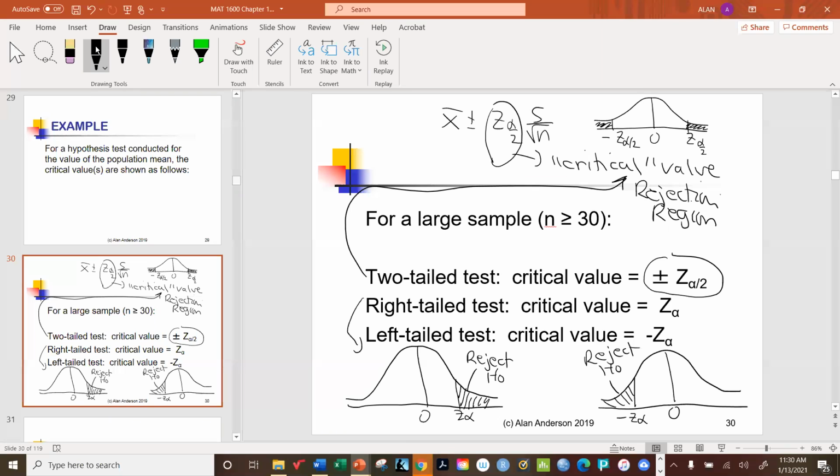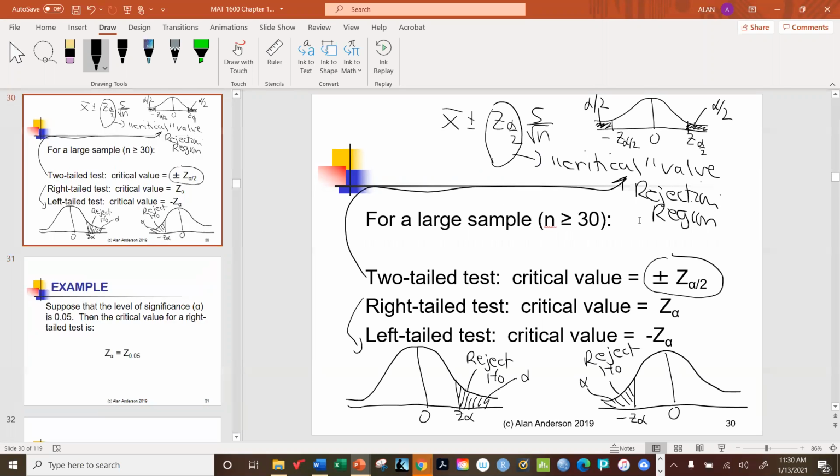Now, we can figure these out with our calculators without too much difficulty. The alpha in these cases actually refers to the area in these tails. So here you have alpha over 2, alpha over 2. Here you have an area of alpha, and here you have an area of alpha. Okay, now we're going to practice looking these up, by the way. So I threw in an example here.